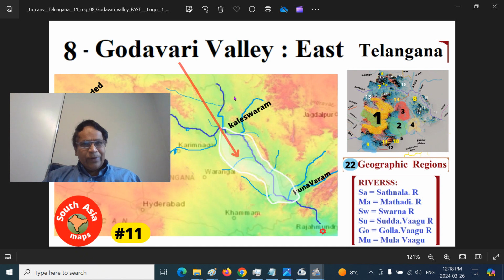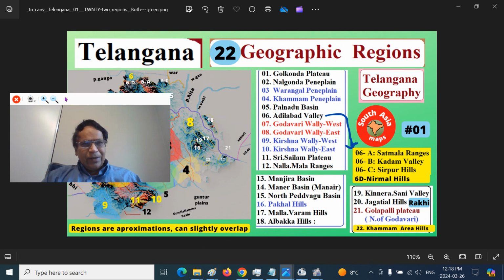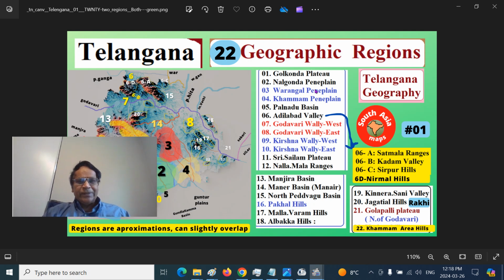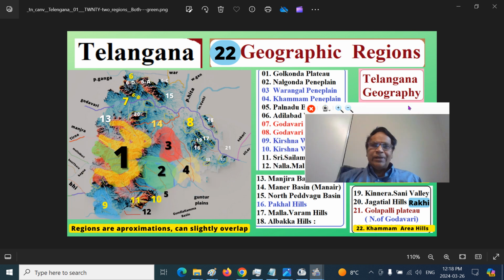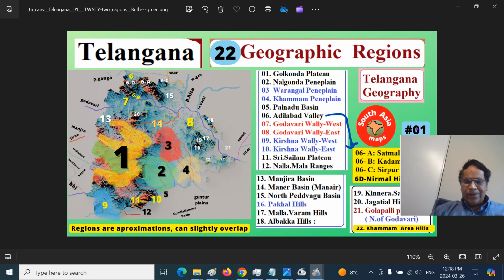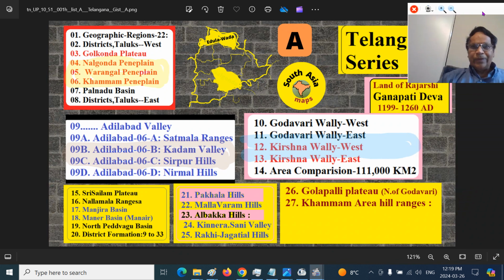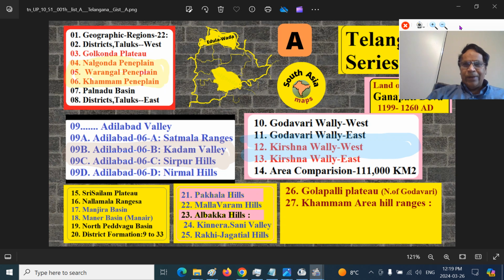Today we are continuing with Godavari Valley East. That is a broader outlook of all round about 22 regions, but actually there are more; there are certain suffixes I added. Telangana geographic regions, in part 1 I articulated; you can go and look at it. We have completed all of them, and today is part 11, the Godavari Valley region, the eastern or Purbi part in the Telangana province of the Telugu-speaking states.